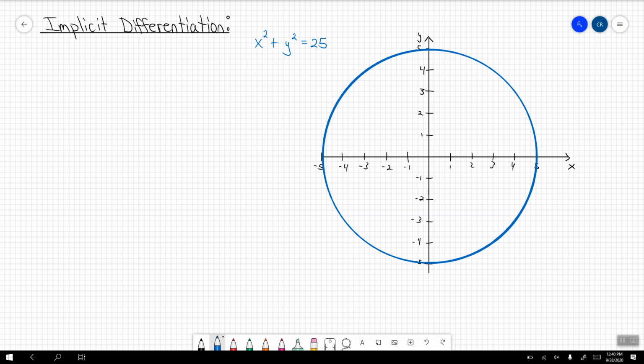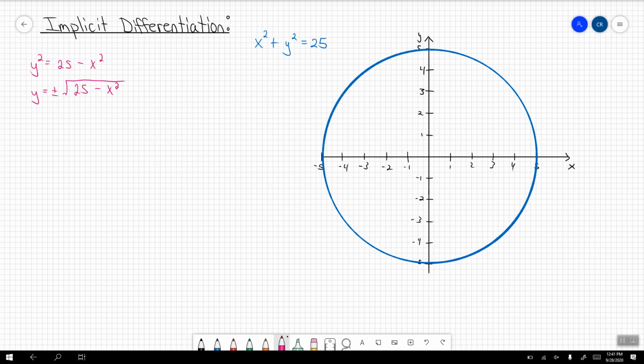radius 5. This equation is x squared plus y squared is equal to 25. What I want to do is solve for y first. If we solve for y, we're left with 25 minus x squared. Taking the square root will then give us the plus or minus square root of 25 minus x squared.